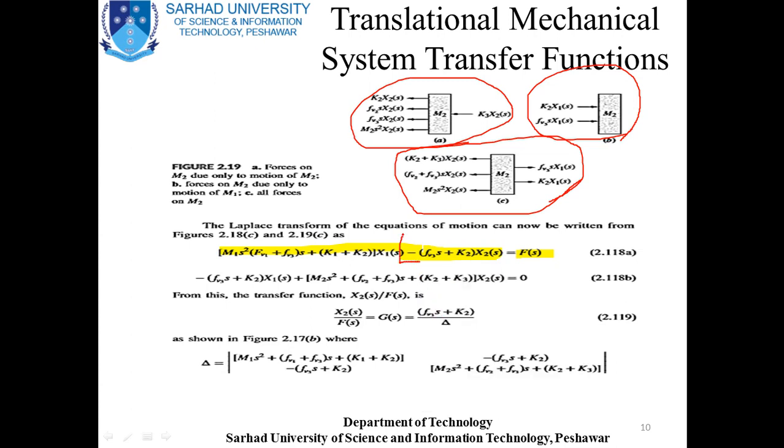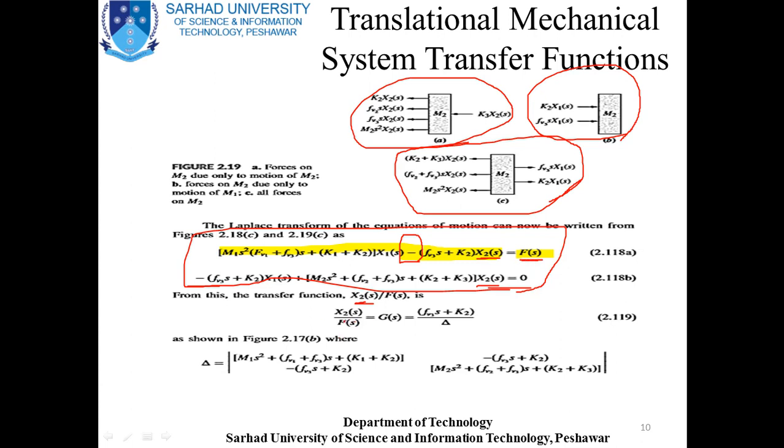You can see the minus sign over here. Similarly, you can write the equation for the second term, and you can see the minus sign over here. By doing so, you are solving these equations. Actually, you have got two equations for your mechanical system, and using the same Cramer rule, you can find the value of X2(s). So using the same Cramer rule, you can find the value of X2(s), and you have to divide that X2(s) by F(s).